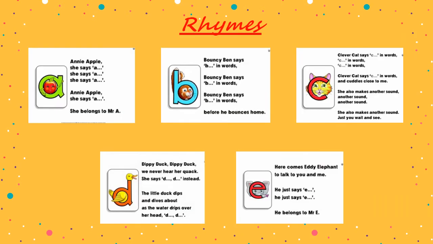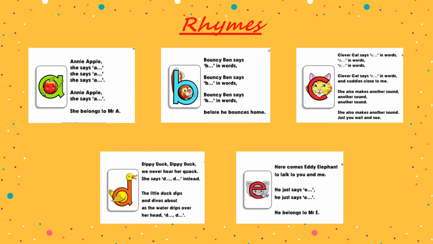Children, now we will listen to the wonderful rhymes of these letters A to I. The first rhyme is for letter A. Annie apple, she says eh, she says eh, she says eh. Annie apple, she says eh, she belongs to Mr. A. Isn't it interesting? Now let's listen to the next rhyme.